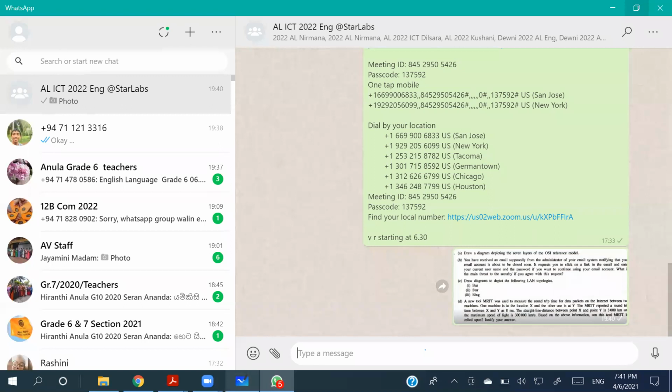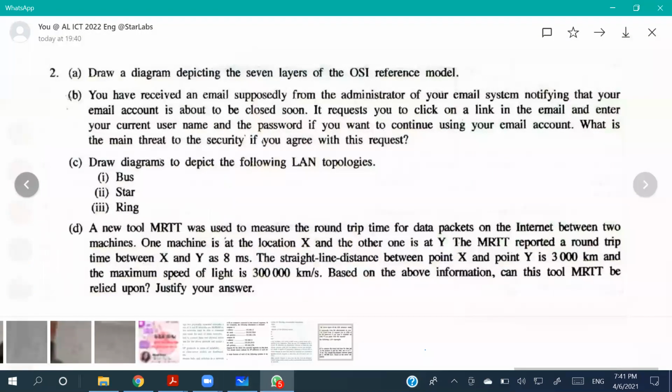Right, so it is a half an hour question, but I'm going to start it by, let's say, 8. Now it is 7:41. I'm going to start it by 8.